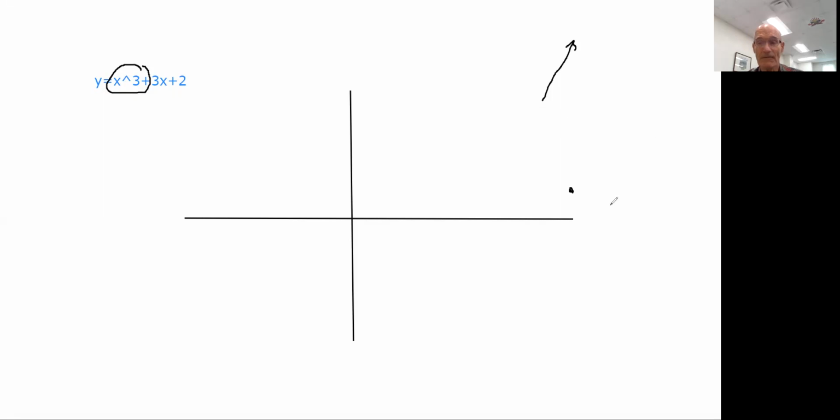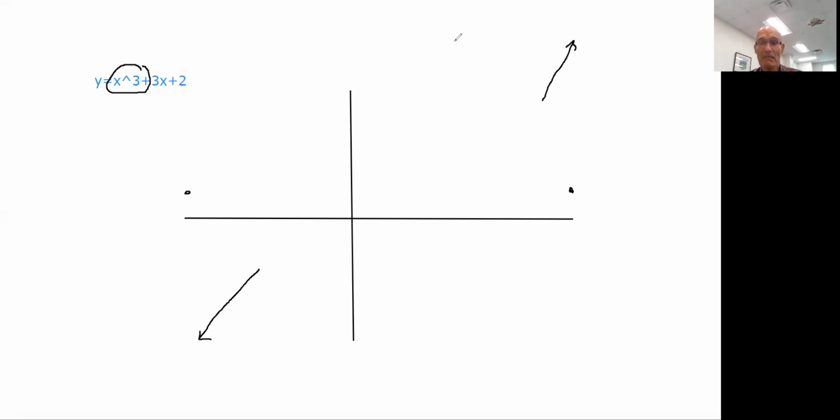Now, when x gets really, really negative, over in this direction, a negative number to an odd power is negative. So the function is going to come from down in here somewhere. So the end behavior for this odd function is it comes out of the third quadrant down here and goes to the first quadrant, okay?